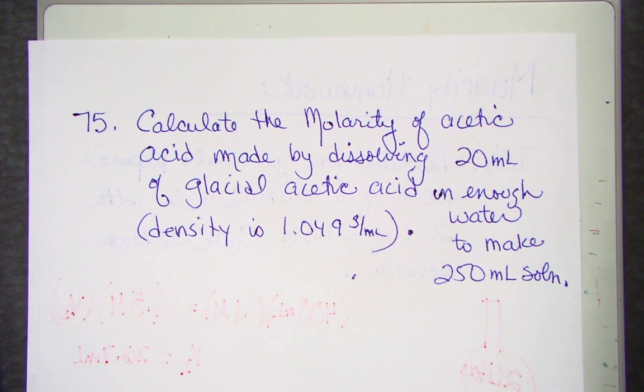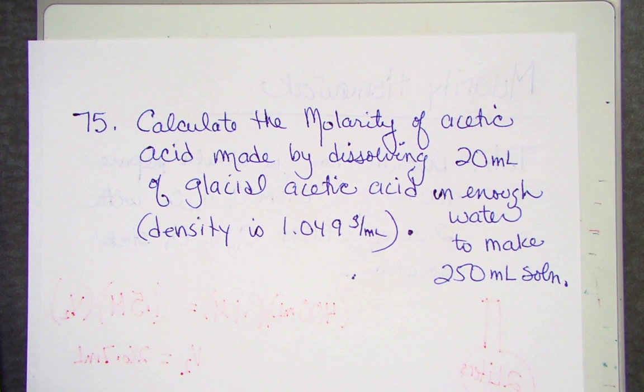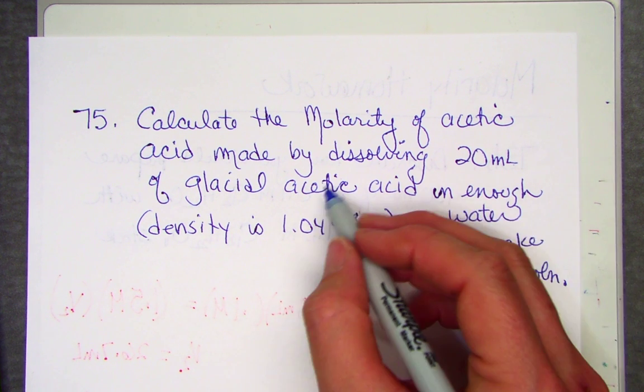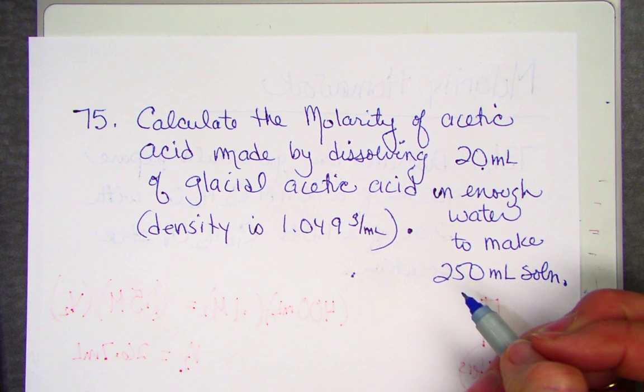We're being asked to calculate the molarity of acetic acid made by dissolving 20 ml of glacial acetic acid in enough water to make 250 ml of solution. The density of glacial acetic acid is 1.049 grams per ml. This is not a dilution problem. We're being asked to use 20 ml of a solution, although I have to use grams to get to moles.